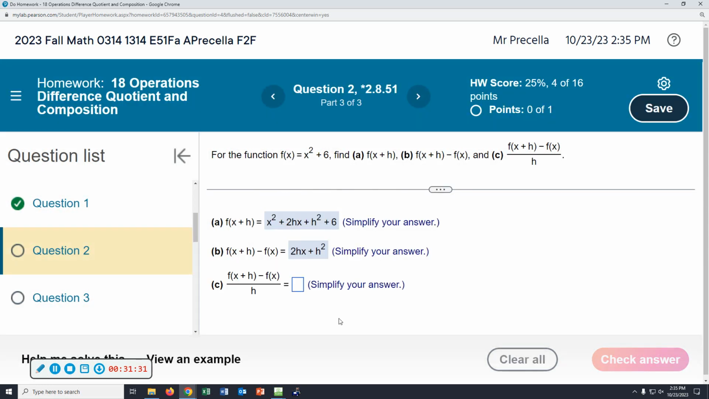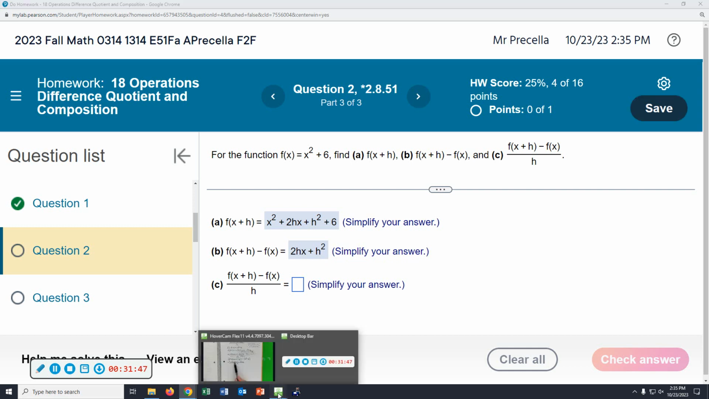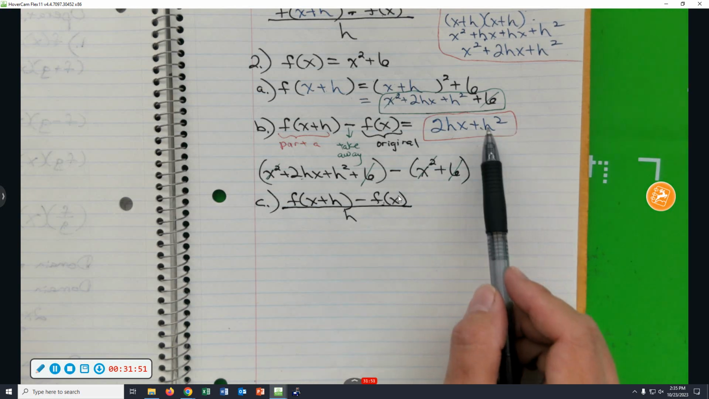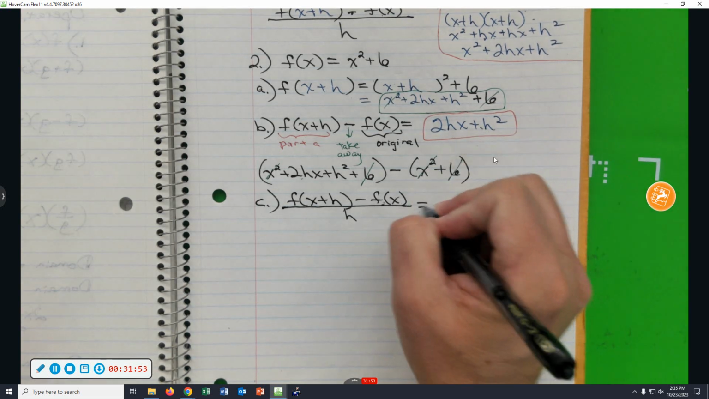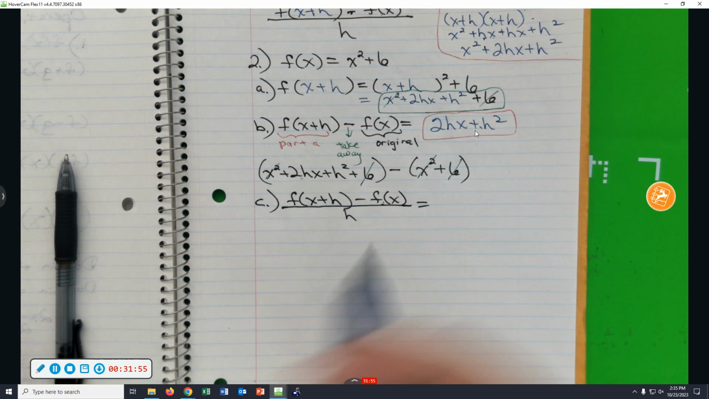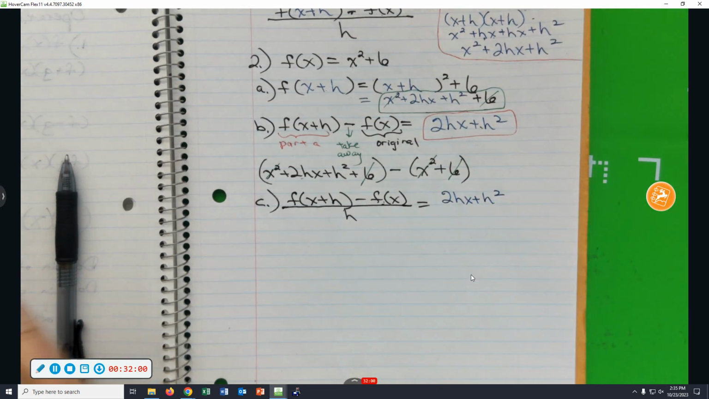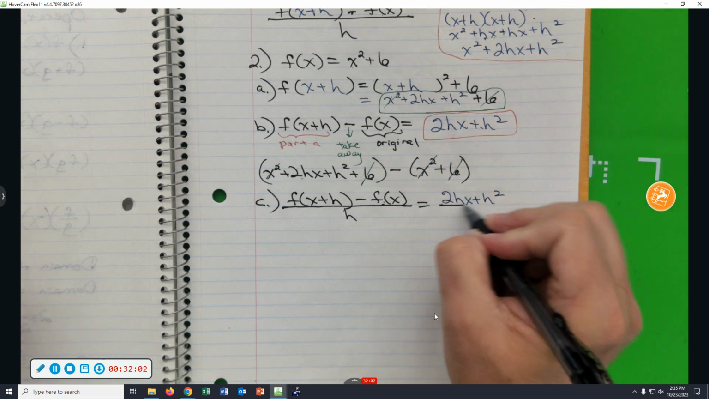Okay, part C. At this point, y'all have already found the numerator. That was the answer to part B. All we have to deal with now is the dividing by h. We just found f of x plus h minus f of x. That's the answer in part B: 2hx plus h squared. And we're dividing it by h.